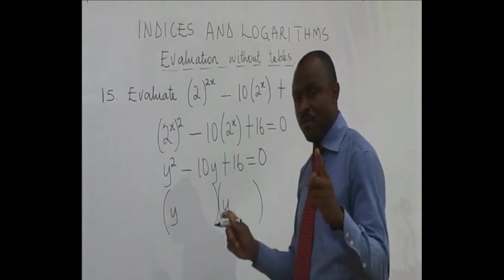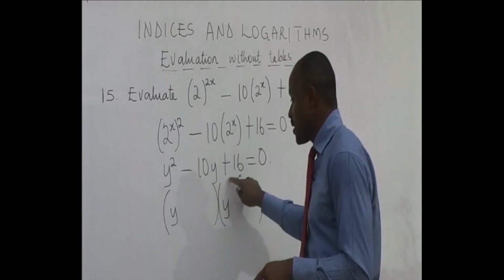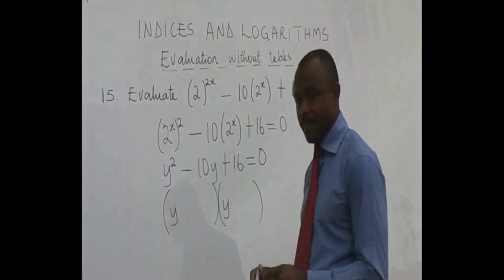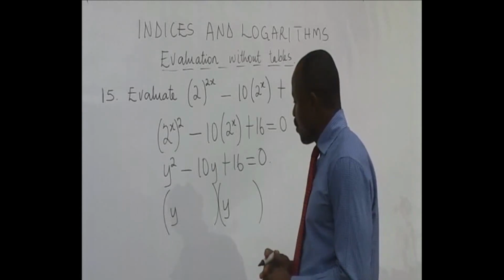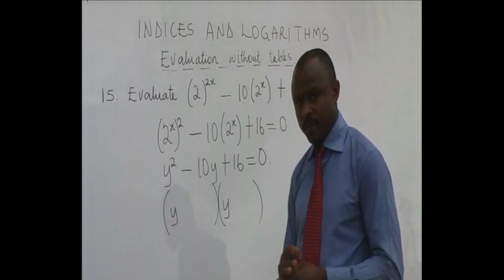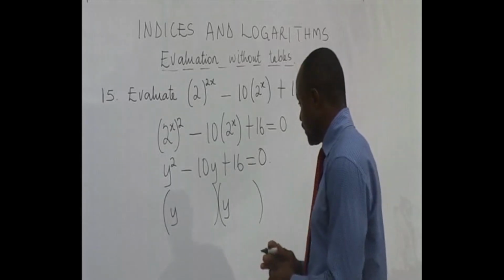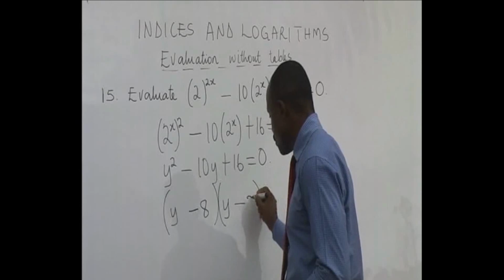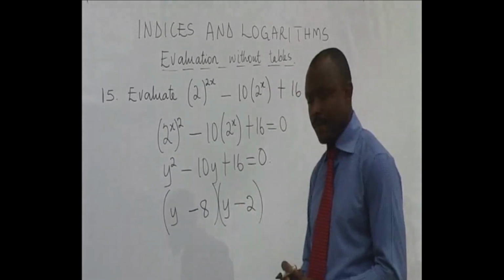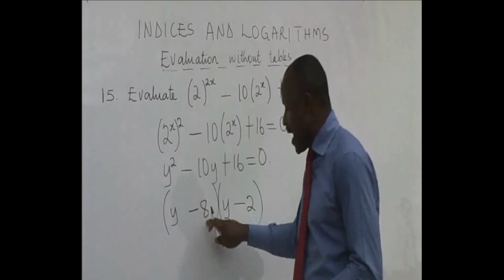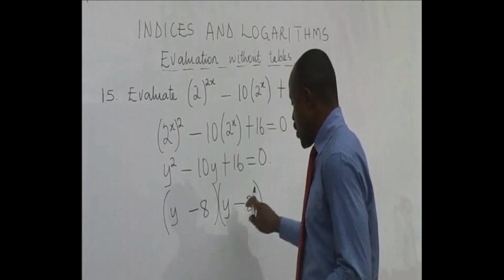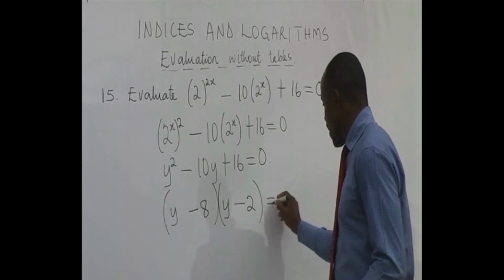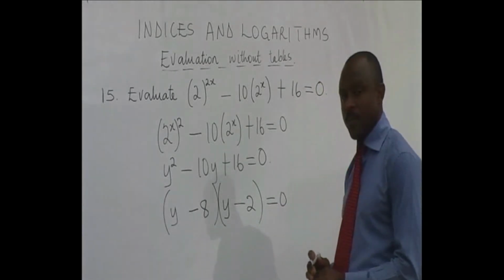2 numbers that if you multiply them together you get plus 16. If you add them together you get minus 10. I'm looking at 8 and 2. Minus 8 times minus 2 will give you plus 16. At the same time, minus 8 plus minus 2 will give you minus 10. So we are correct. Remember, this is equal to 0.